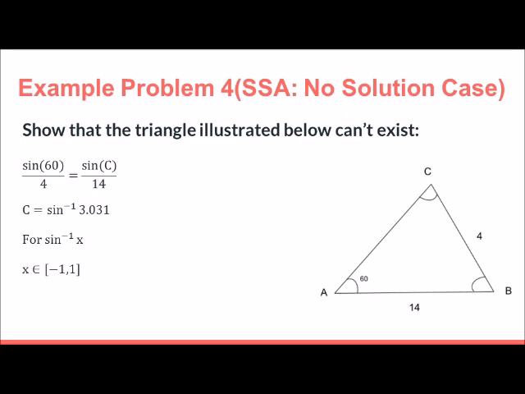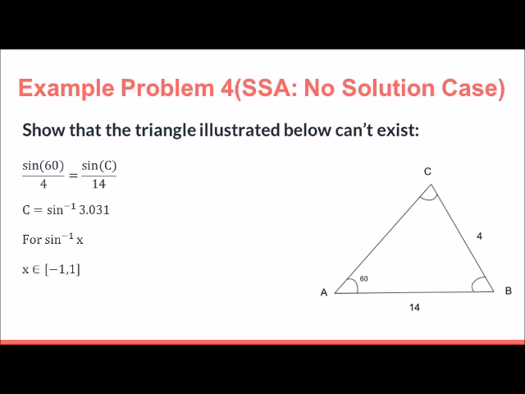Let's look at an example problem for SSA where there is no solution. Show that the triangle illustrated below can exist. First, let's set up an equation to find angle C. Our equation is sine 60 over 4 equals sine C over 14.